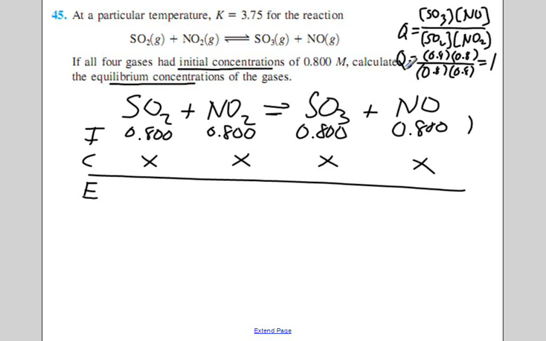How does that help me? Q is less than K. K was 3.75. Q is 1. So Q is less than K. And now we're remembering, well, yeah, we memorized this yesterday, hopefully. The one we memorized yesterday said that if Q was bigger than K, we shift backwards. So if Q is less than K, we shift forwards. When Q is less than K, you shift to the right.